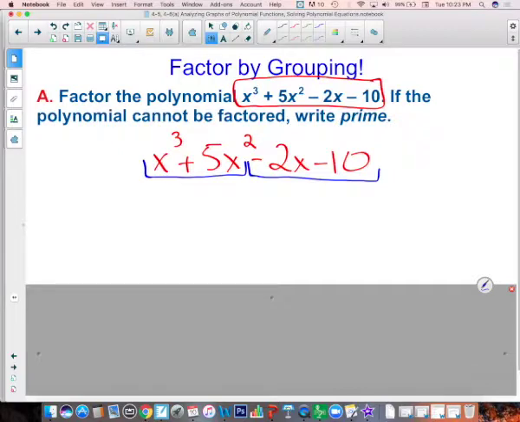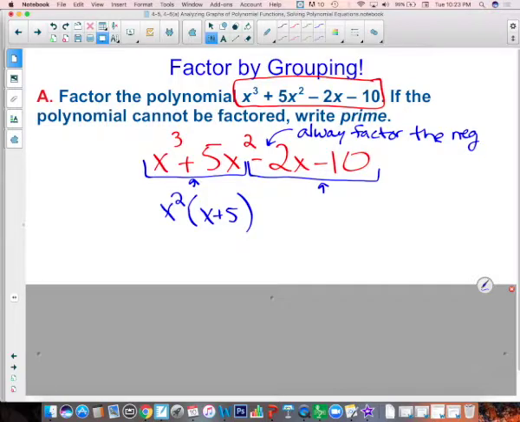So right here, let's do a greatest common factor. What can we take out of x cubed plus 5x squared? The only thing you can take out is an x squared. So if I did that, x squared times (x plus 5). Now I have the second one. What can I take out of here? Well, I can't take an x out, but I can take a negative 2 out. And anytime you have a negative out front, you always want to factor that out. I can't say 100% of the time, but most of the time you're going to want to factor out that negative. So if I take out a negative 2, I'm left with x plus 5.